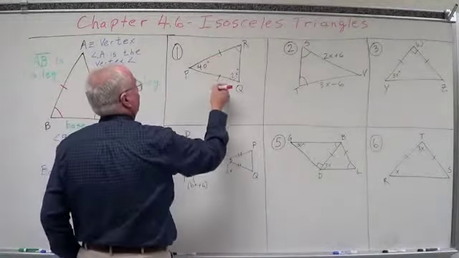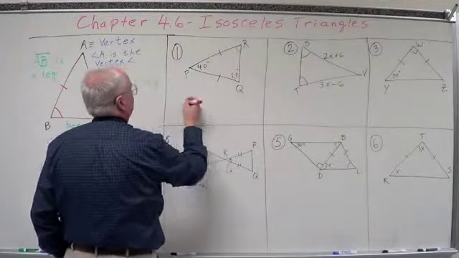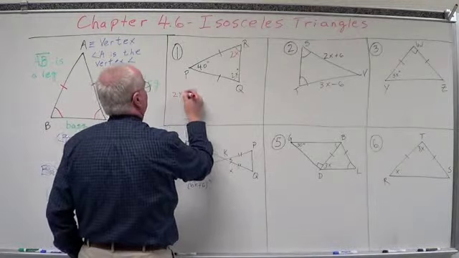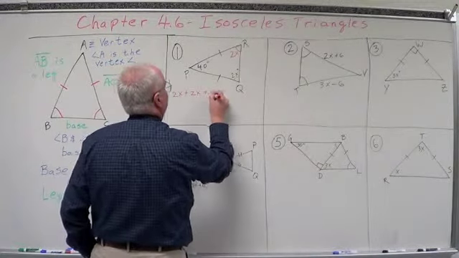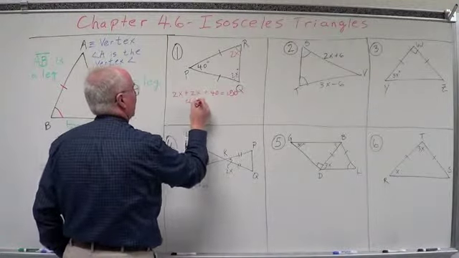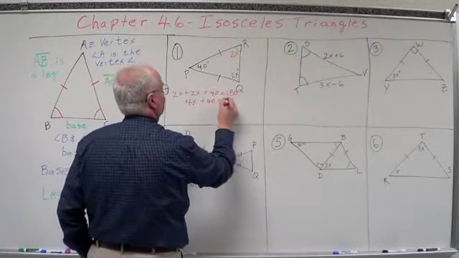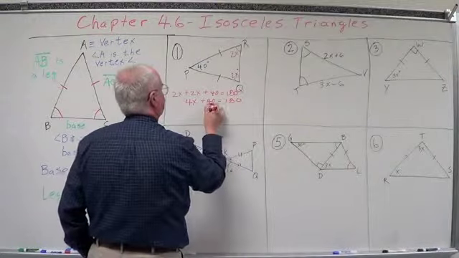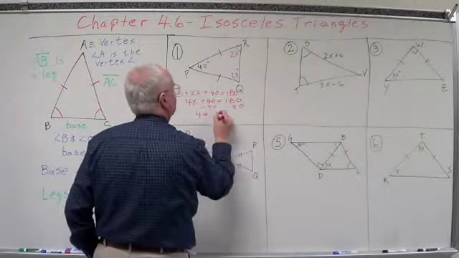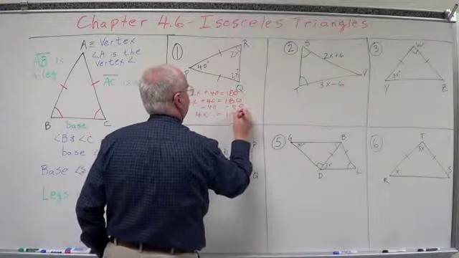We know that this is 40 degrees. So we know that this here is going to be 2x. So 2x plus 2x plus 40 equals 180. Let's combine like terms, so 4x plus 40 equals 180. Subtract the 40. We have 4x equals 140.